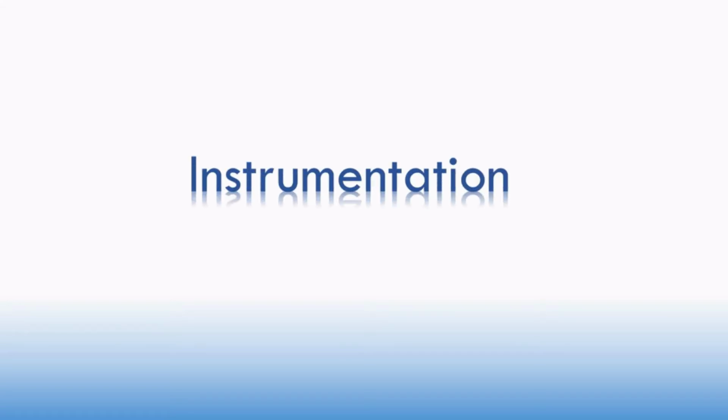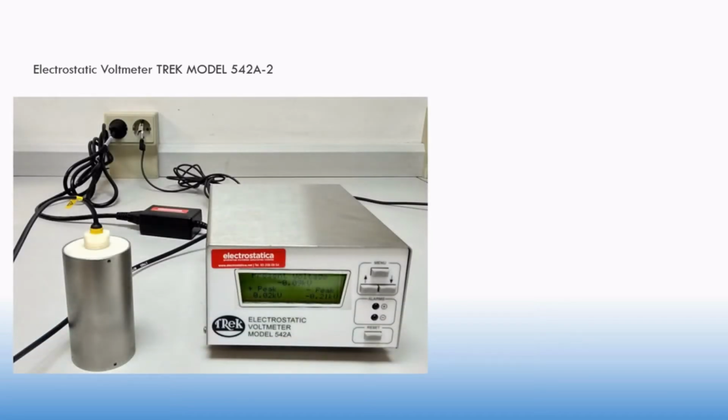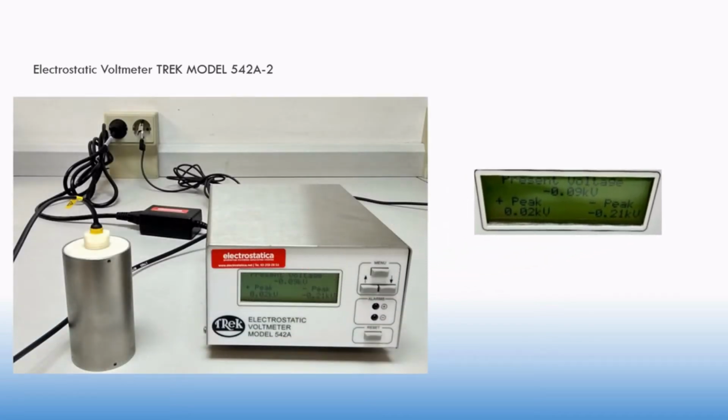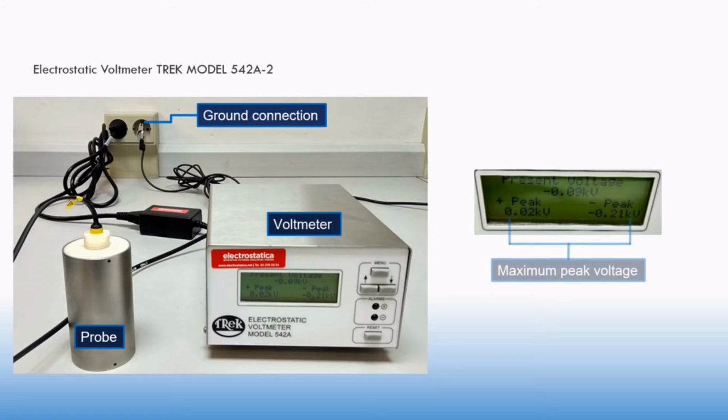Instrumentation. We are going to use the electrostatic voltmeter Trek model 542A2, with the voltmeter, a probe, and the connections, especially important the ground connection. It has a display too, where we can see the peak values and the present voltage, as we can see in the picture.